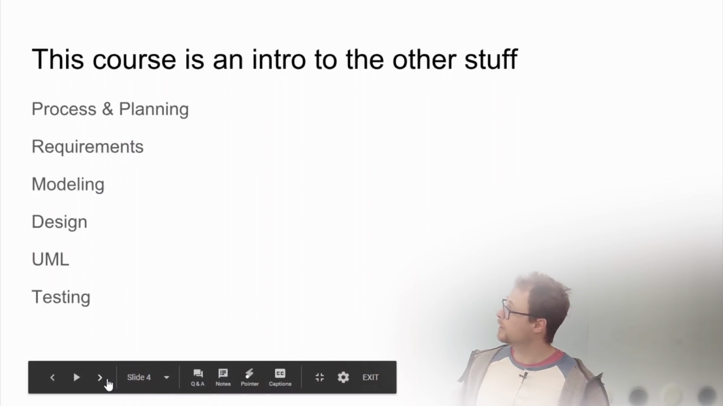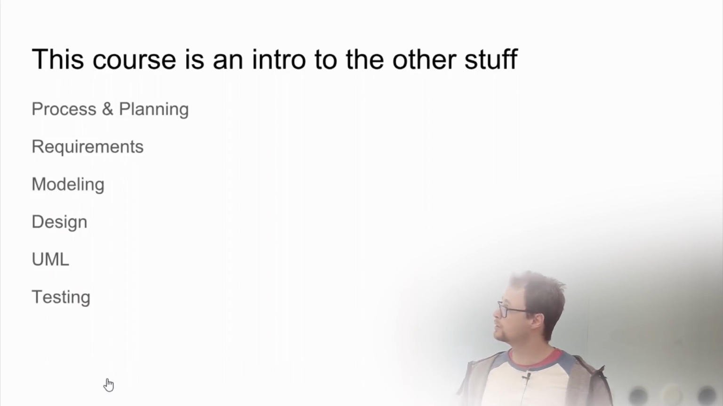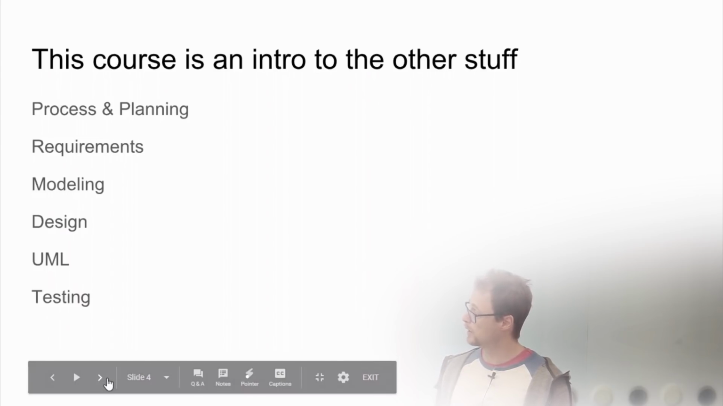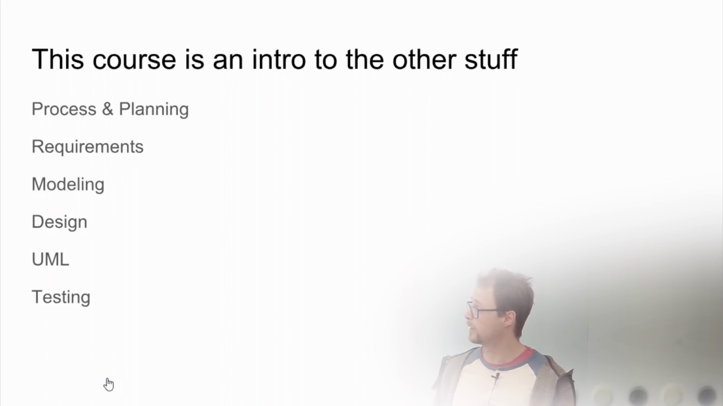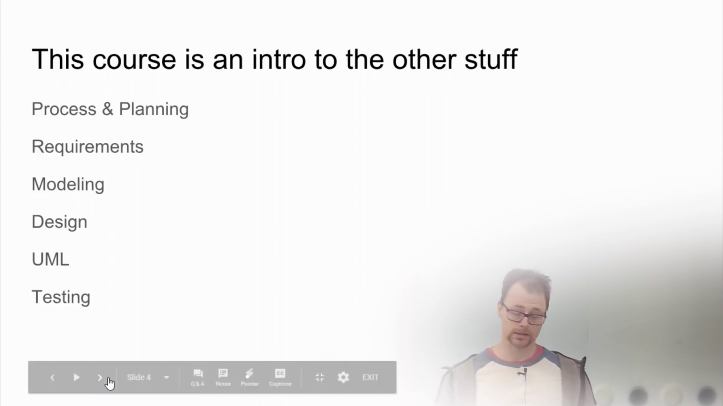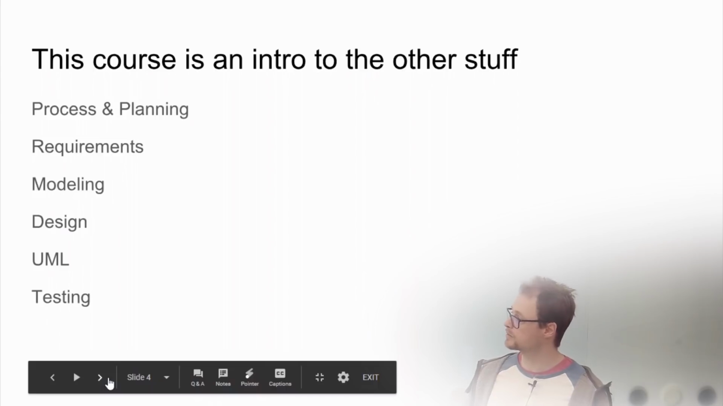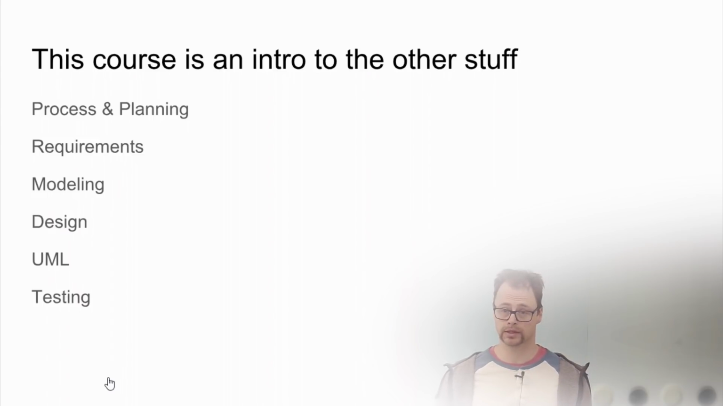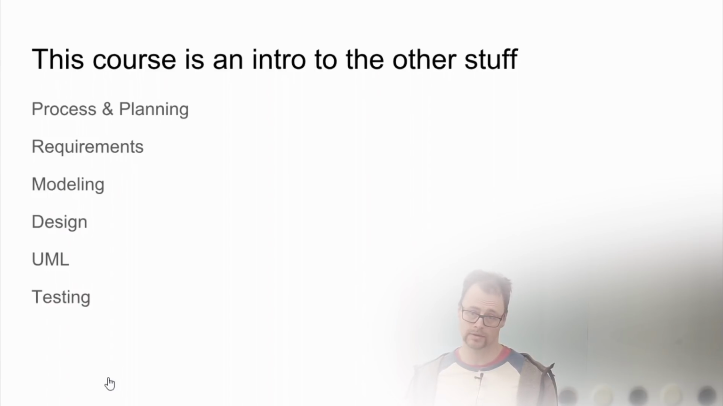And this course is, as you may know, an introduction to all the other stuff except programming, because that's something that you have already had. We will take a look at process and planning in theme 1. Theme 2 will be about requirements, modeling, design, and the UML, and theme 3 will be about testing. So basically we will cover most aspects of a fairly large software development project, though the project itself is maybe very, very small in this course.